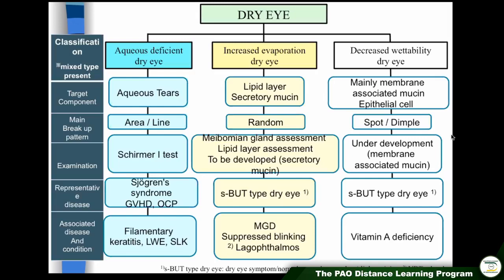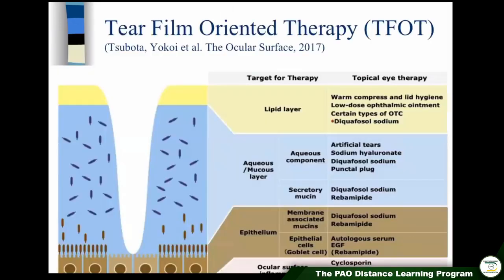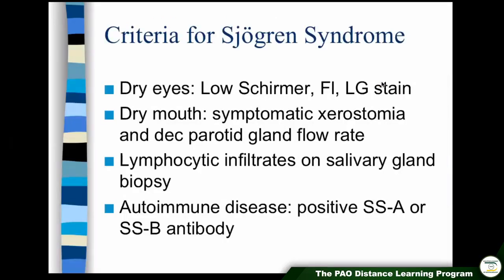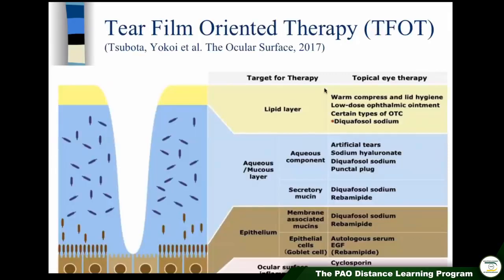So that's how you target your treatment, and that's your tear film-oriented therapy. We base it on what's lacking. Now you give the treatment to supplement or to improve the production or to normalize those components that are abnormal.